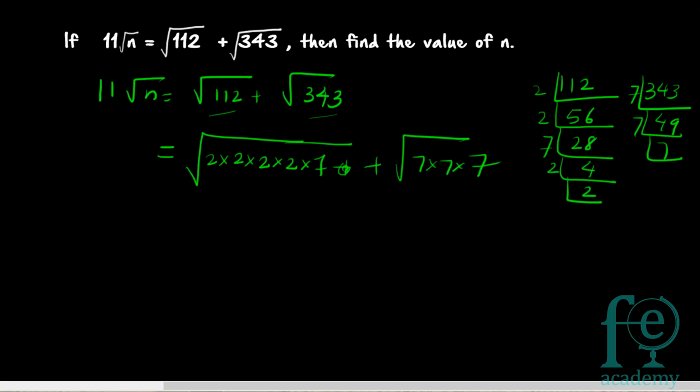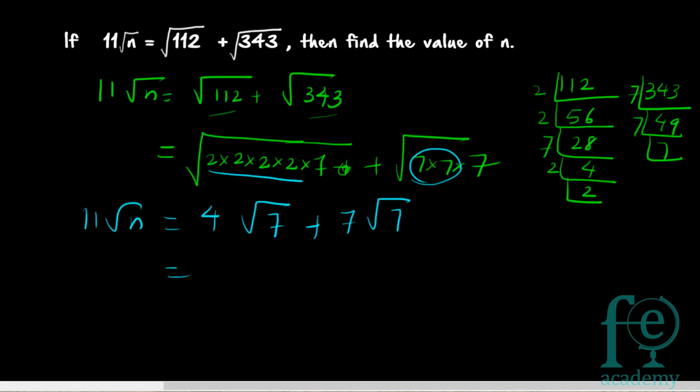So how can you rewrite this? Root of 16 is equal to 4, so 4 root 7, plus here also 7 root 7, since the square root of 7 into 7 is equal to 7. So 11 root n is equal to 4 root 7 plus 7 root 7, that is 11 root 7. 7 plus 4 is equal to 11. Since in both the terms you are having root 7, you can easily add them. So 11 root n is equal to 11 root 7, which implies, squaring both sides, n is equal to 7.